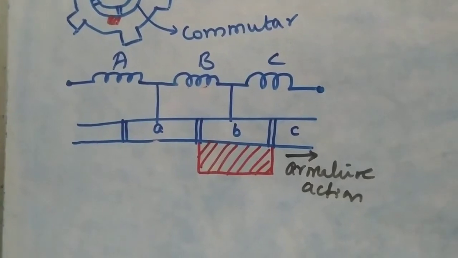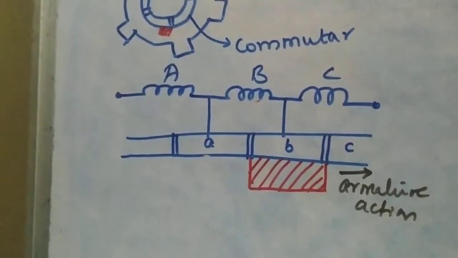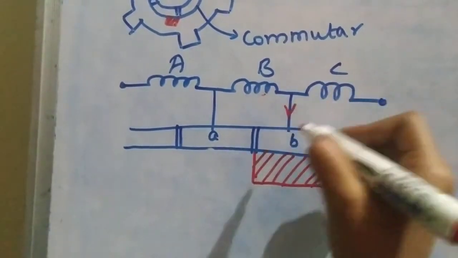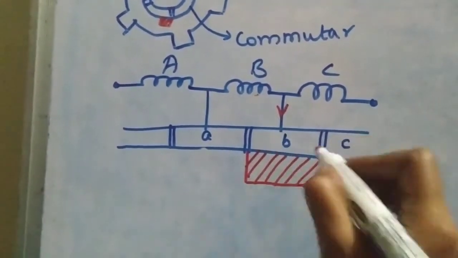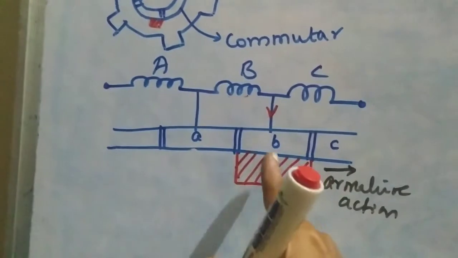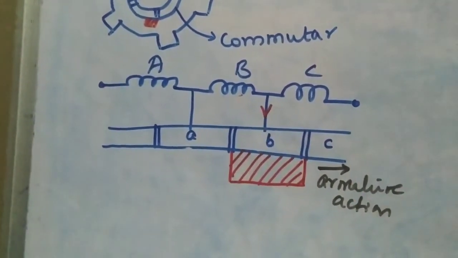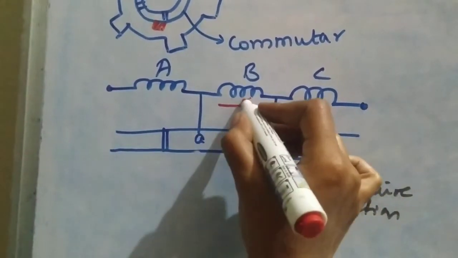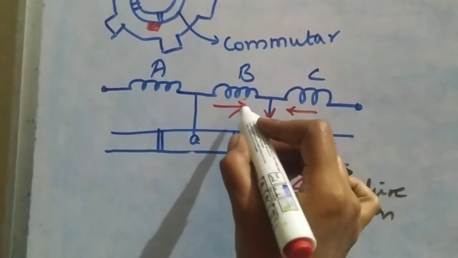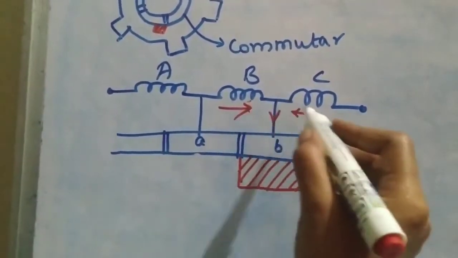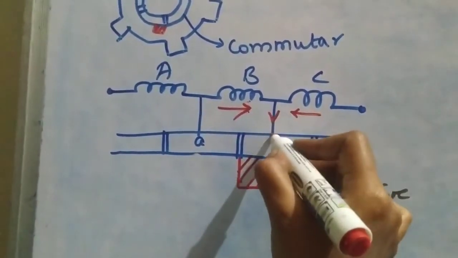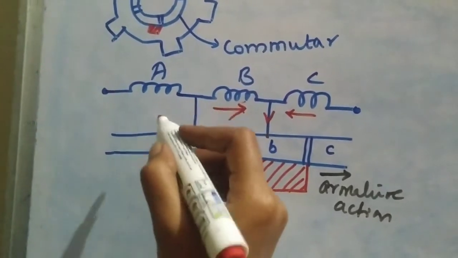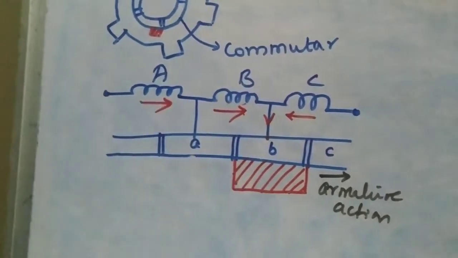What will happen? Let me mark the direction of this current. Actually, the current direction which is coming towards the commutator segment will be to the point of B. So this direction will be almost here. These two currents will meet at this point. So you can take the direction of this current also to be here.